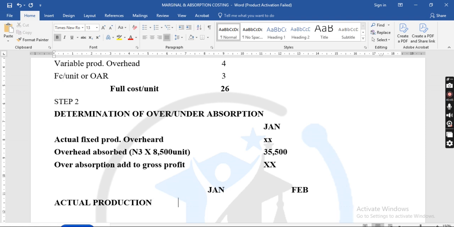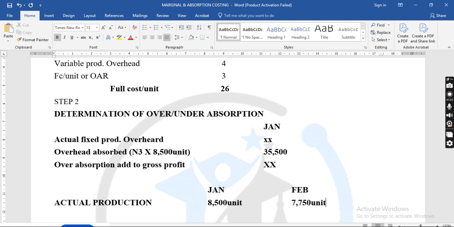What is the actual production? Actual production units for January is 8,500 units. Please, what is the actual production for February? I think it's 7,000 something. 7,000 what? Is it 750 units?